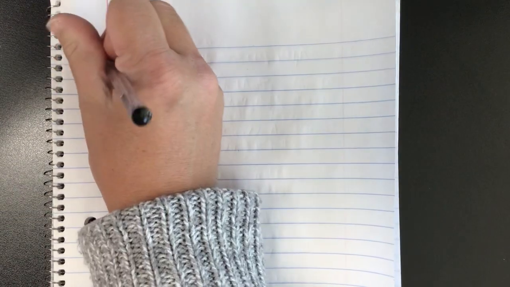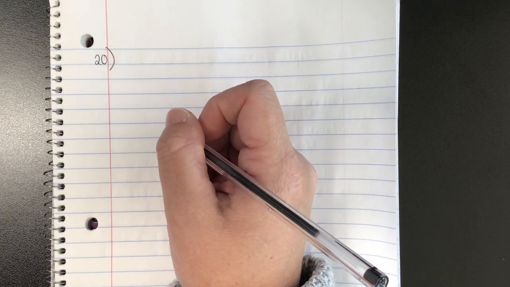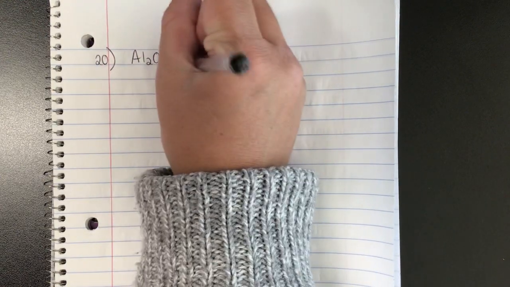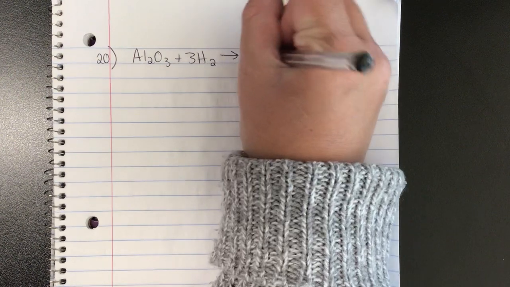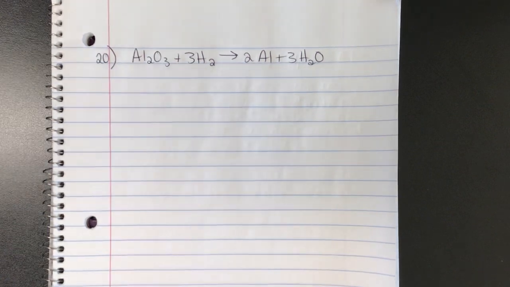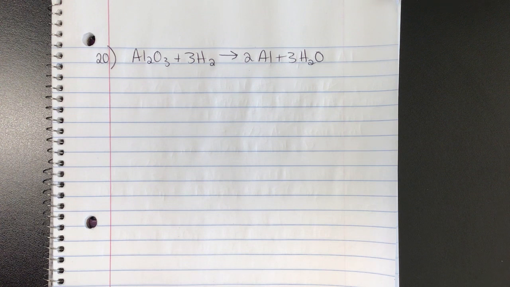Okay, last one, number 20. Okay, so we have a balanced equation, Al2O3 plus 3H2 gives 2Al plus 3H2O. Okay, so it says we get an 85% yield. How much aluminum will be produced from reacting 700 kilograms of aluminum oxide to produce aluminum?